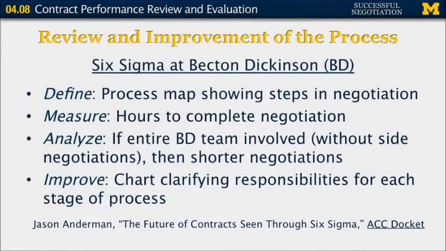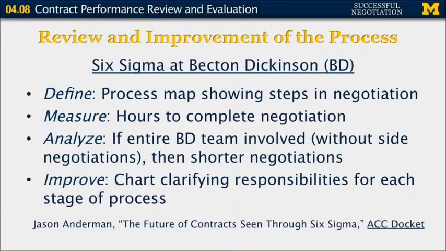One last point here, and that relates to systematic review and improvement of the process. There are a number of management tools that enable you to do this. Let me just give you one example. At Becton Dickinson, the attorneys used a Six Sigma process for improving contracting. It started with definition, a process map showing the steps in their negotiations. And then they did measurements. How many hours did it take to complete negotiations? How many hours for each step? And then they did an analysis.